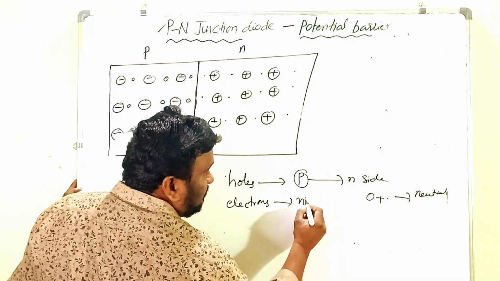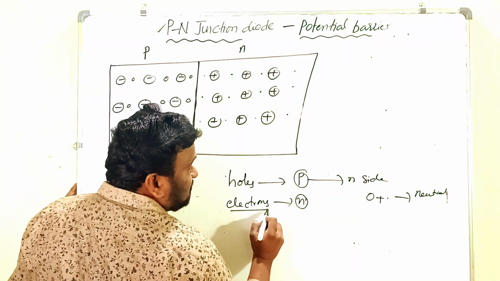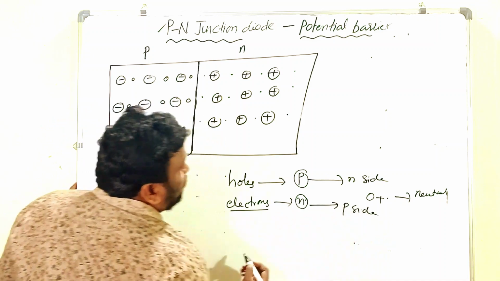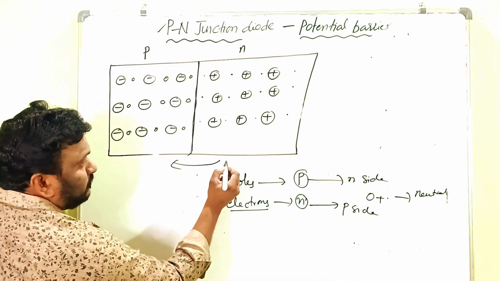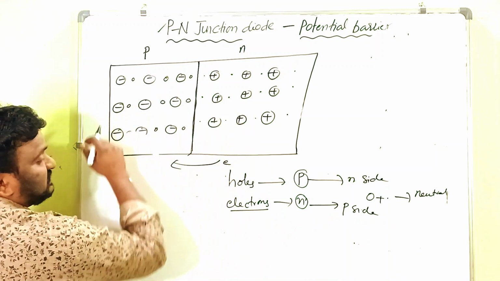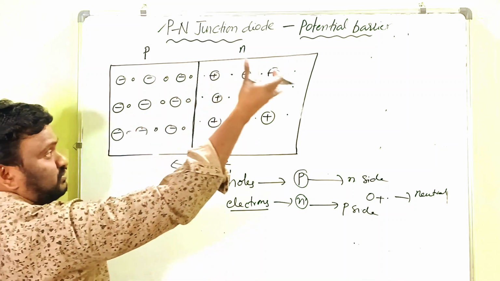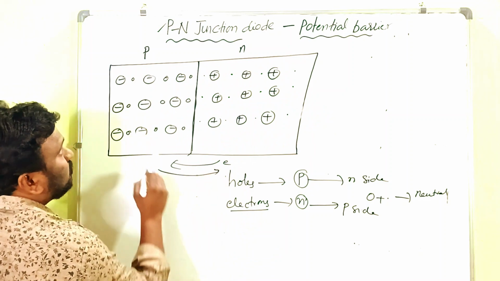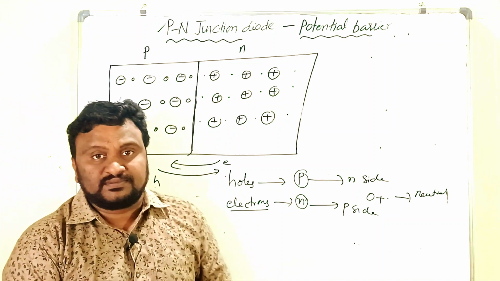In the case of electrons, where do you have them? In the n-type material. So electrons move from the n side to the p side, and as they move, they also want to combine with the holes and become neutral. And similarly, holes are moving from the p side to the n side. So this is a continuous process.